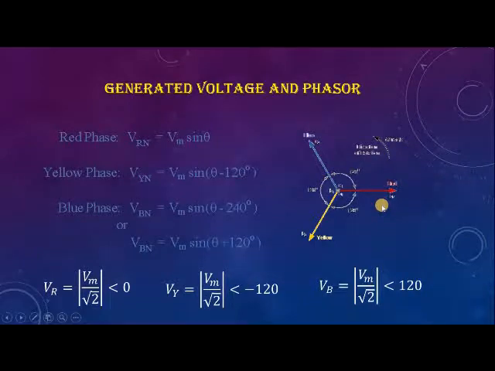Okay, so from an alternator we can generate 3-phase AC supply, and the 3 phase voltages are displaced by 120 degree because the 3 windings are displaced from each other by 120 degree.